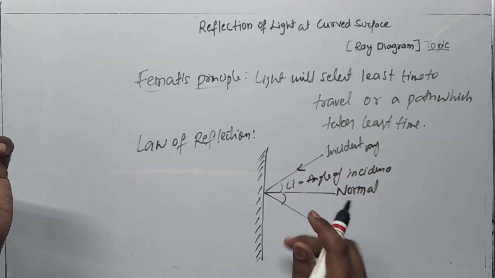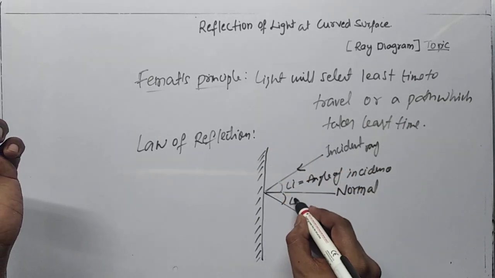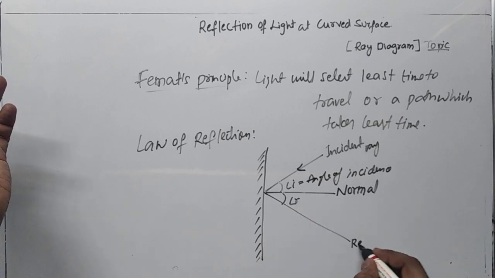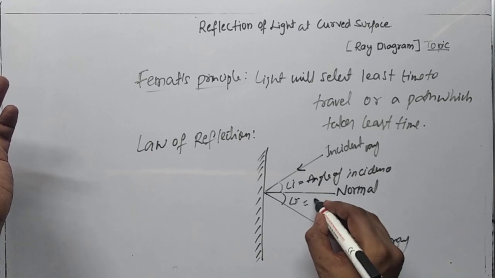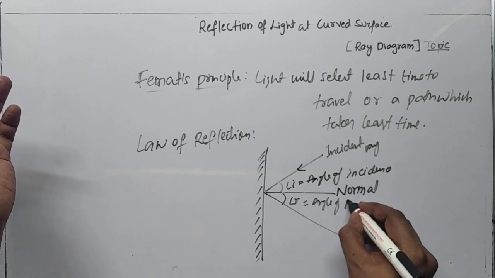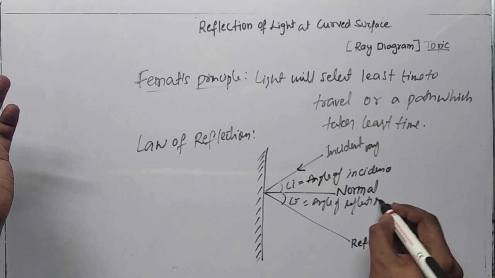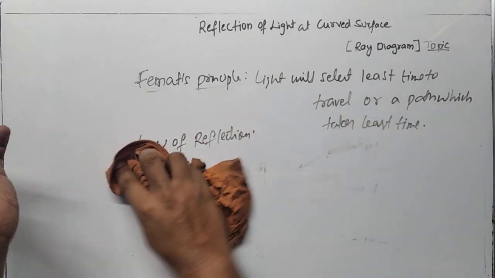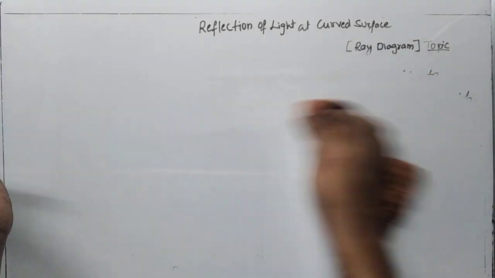With the same angle it will get reflected, and this is known as the angle of reflection, and this is the reflected ray. So as per the law of reflection, you remember, the angle of incidence will be equal to the angle of reflection.